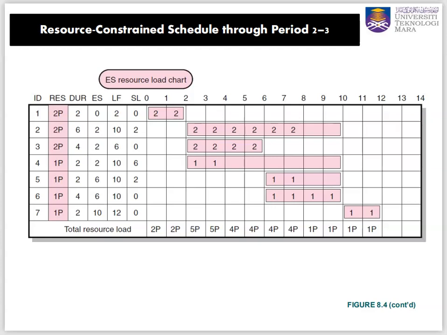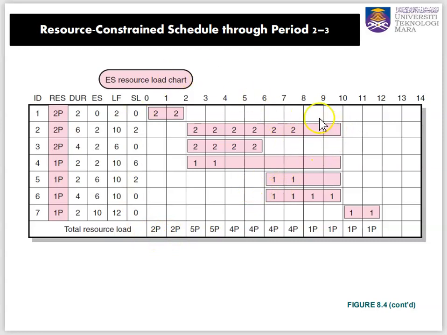Okay, now let us see the earliest start resource load chart here. We load everything in this resource load chart. We have ID number, resource column, duration, earliest start, latest finish, slack, number of days, and also the total number of resources planned for here.